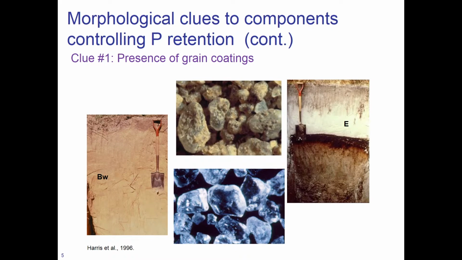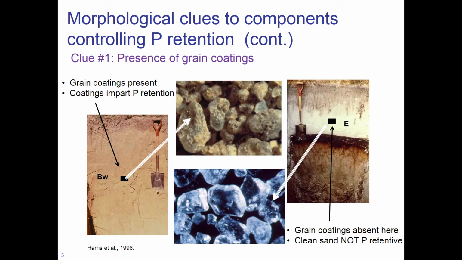I introduced sand grain coatings with these images in Lecture 1. I mentioned that these coatings impart some phosphorus retention, whereas clean quartz sands, such as typical E horizons of spodosols like the one you see here, have practically no phosphorus retention capacity. Right now you're probably asking yourself, what are the components in sand grain coatings that have an affinity for phosphorus?